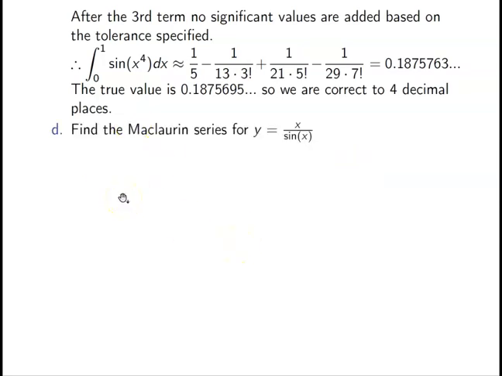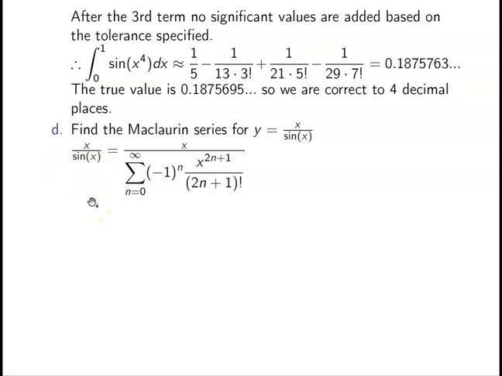So for part D, let's find the Maclaurin series for y equals x divided by sine of x. Okay, so we can do this term by term by looking at the derivatives and evaluating them at 0, but we know what sine of x looks like, so instead we can just divide polynomials. Okay, I can take this x and I can divide it by the series for sine of x, right? So we know that this is really one long polynomial.